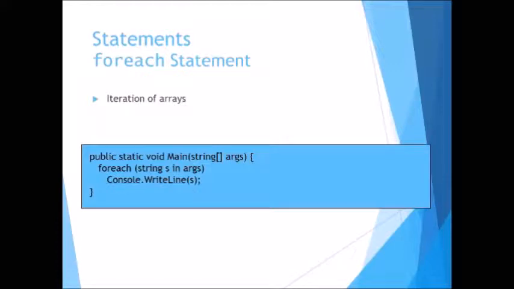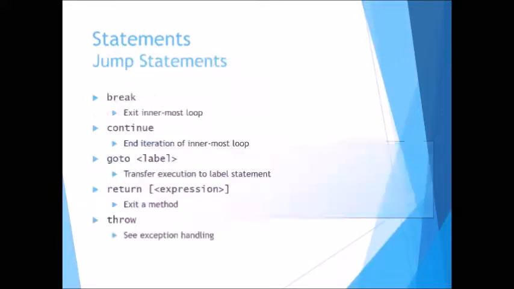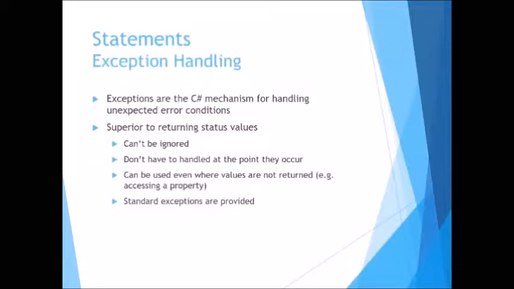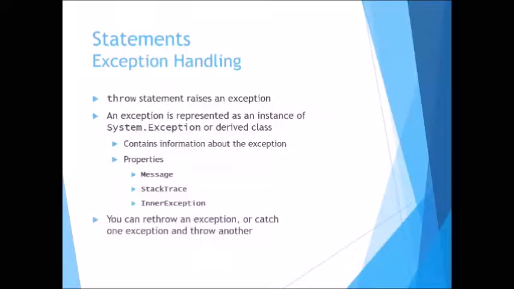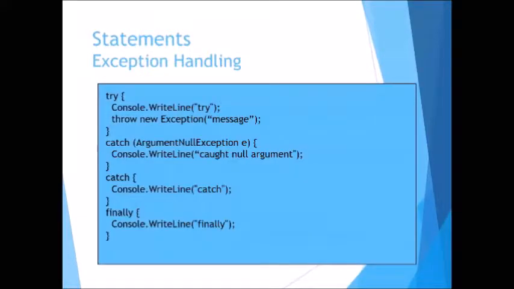This is the foreach statement which we have already seen there, right? These are the other jump statements: break, continue, goto, return, and throw. Many of them we have seen already. Try catch we have seen, exception handling statements, right? Try and catch. We can give more than one catch in a try block.